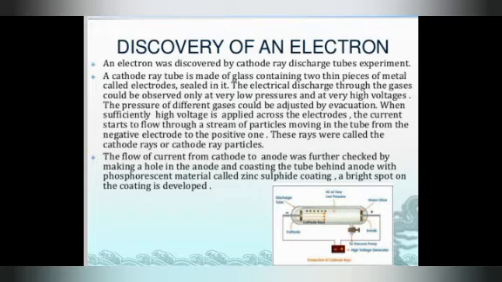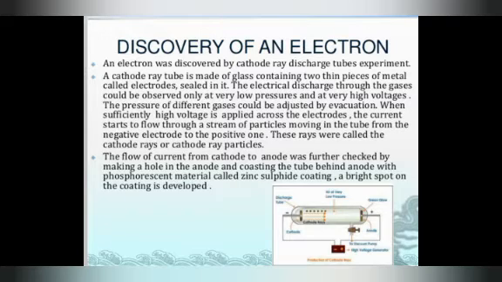The electron was discovered by the cathode ray discharge tube experiment, in which a cathode ray tube is made up of glass containing two thin pieces of metal called electrodes. You can see a very small picture given at the bottom, or you can see it in the PDF file also, which I am sharing. The electrical discharge through the gas could be observed only at very low pressure and at very high voltage. Whatever is written here, I'm going to explain in a different way also. The pressure of different gases could be adjusted by evacuation.